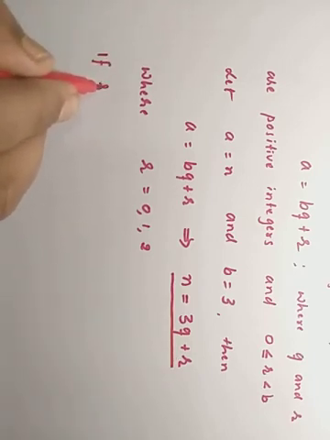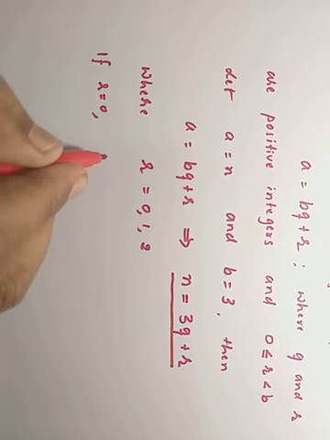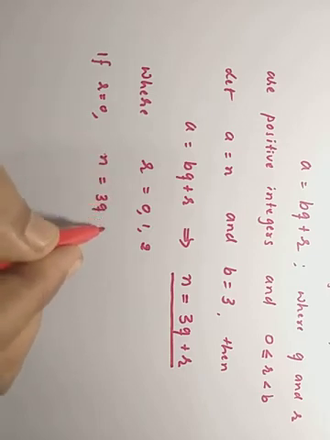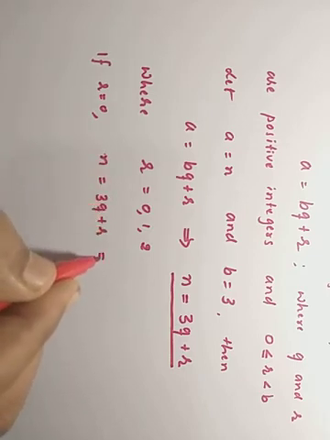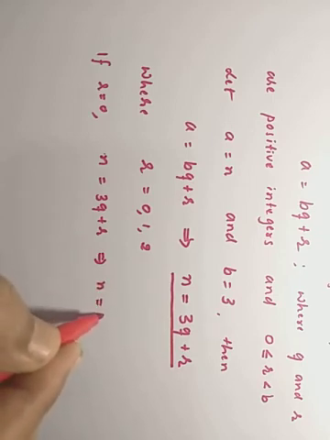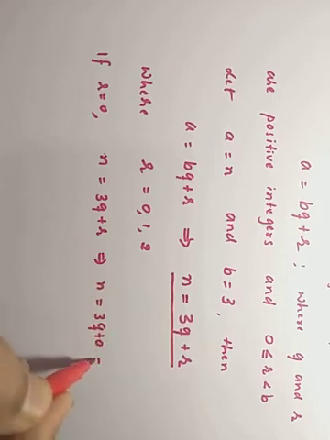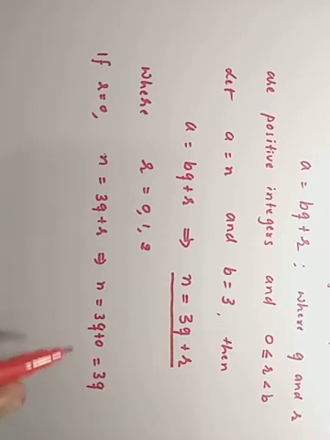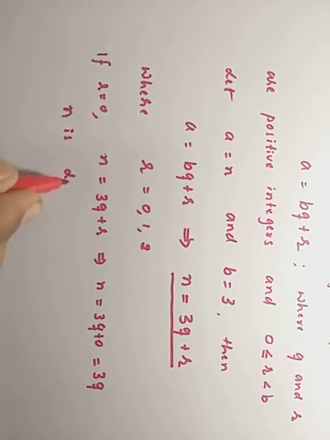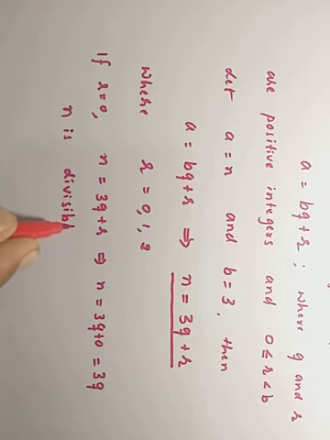If r is equal to 0, then n is equal to 3q plus r, that is n is equal to 3q plus 0, that's equal to 3q. And 3q is divisible by 3 because it is containing 3. That is, n is divisible by 3. This one is now proved.